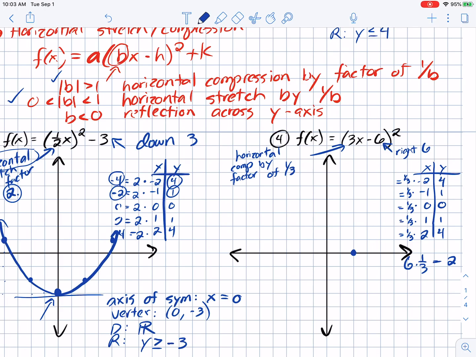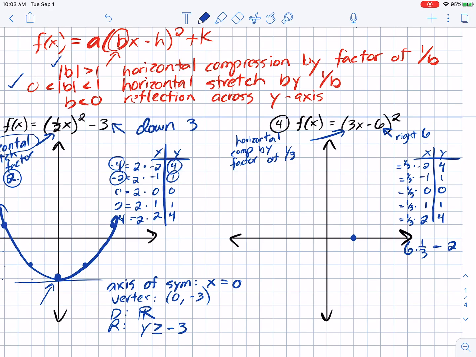Why don't you get the rest of these points and plot them, and then list the axis of symmetry, vertex, domain, and range. Okay, hopefully you saw that your vertex was here at (0, 0), but it was shifted to the right 6, compressed by 1/3. We have negative 1/3, we have negative 2/3, 1/3, 2/3.